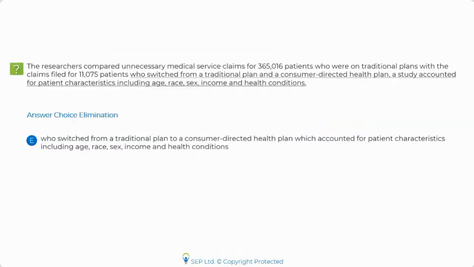E, again you're saying "health plan which accounted for patient characteristics". The health plan did not account for patient characteristics. It is the study that accounted for patient characteristics, and the study refers to what the researchers have compared. So E is also out.